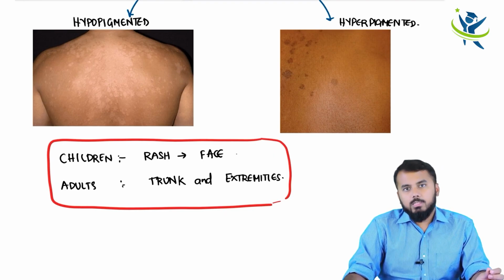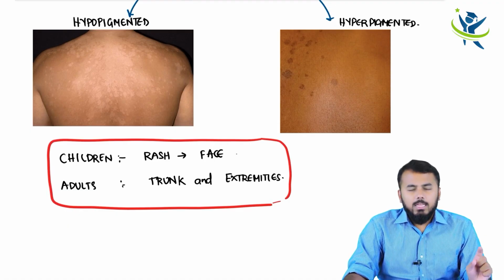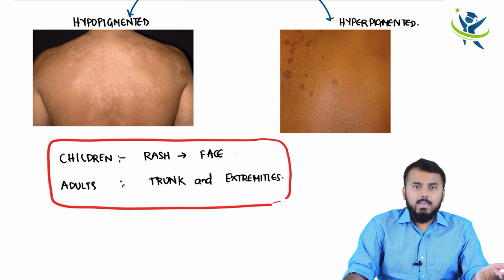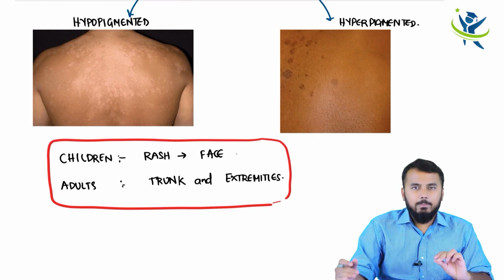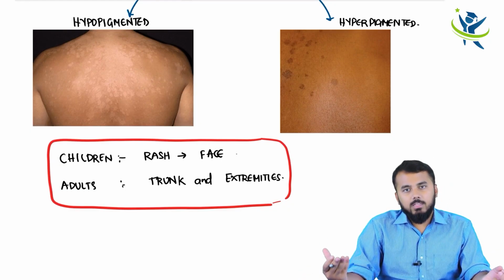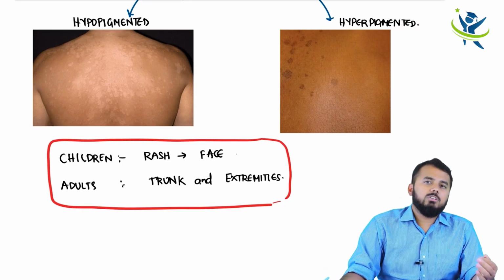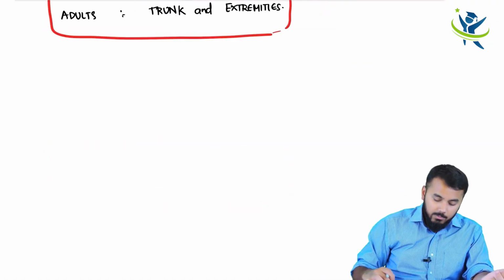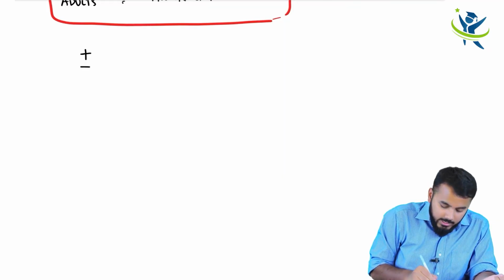Now another important thing is that whenever the patient has this rash because of Tinea Versicolor, this rash is characterized by presence or absence of pruritus. There can be itching, there cannot be itching also, right? So there are cases where patients experience pruritus and there are cases where patients do not experience any pruritus.